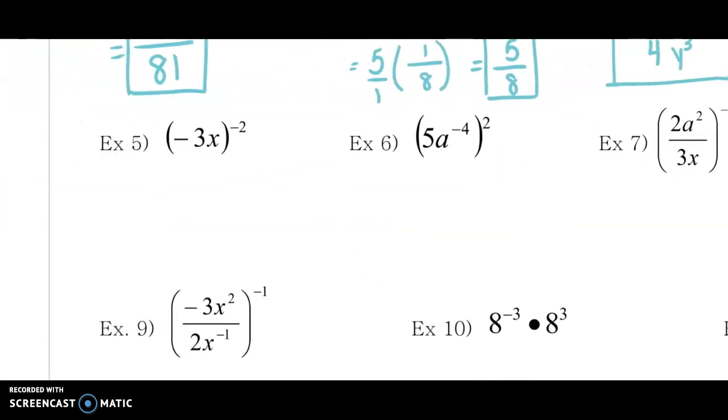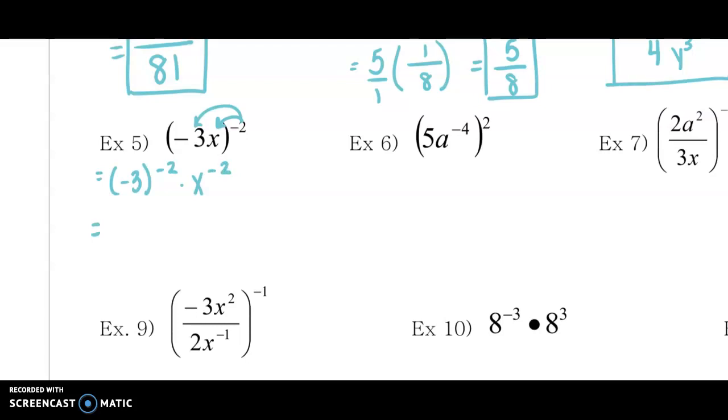Let's look at number 5. There's 2 ways you can do this. I'm going to show you the way that I think is more straightforward since you already know this method. I'm going to distribute that negative second power. So now I'm going to have negative 3 to the negative second, and I'm going to have x to the negative second.